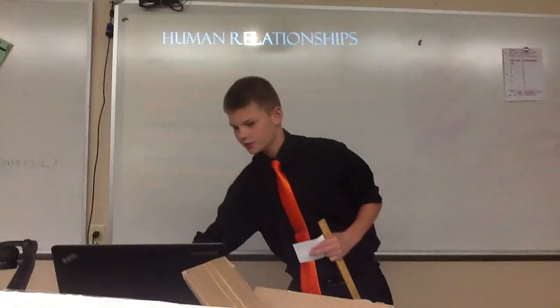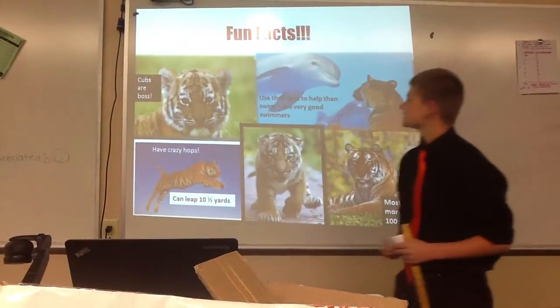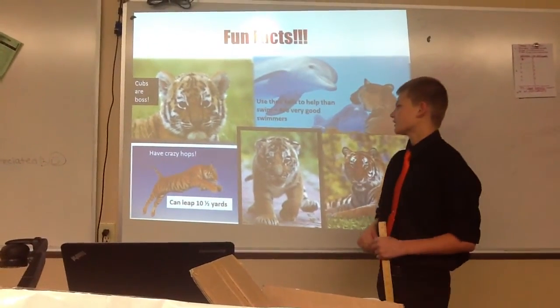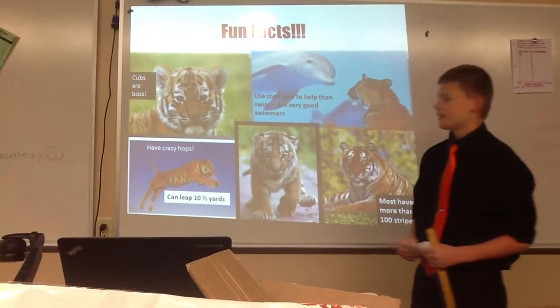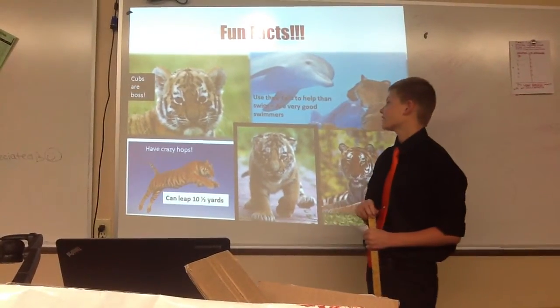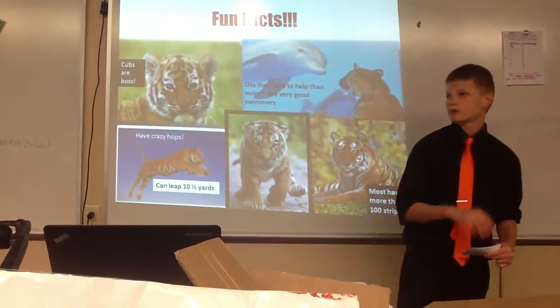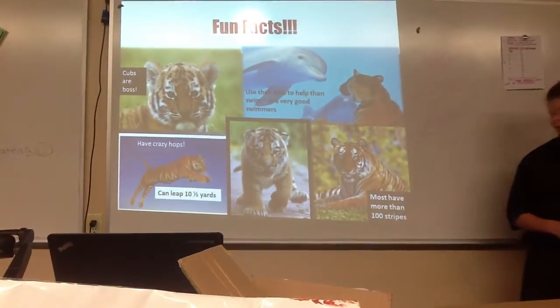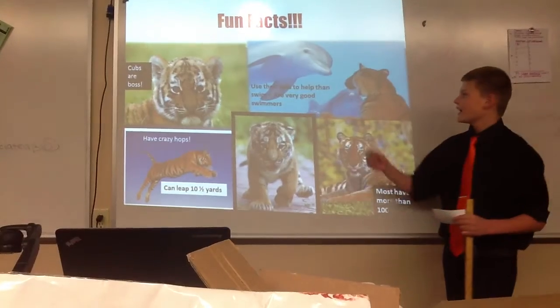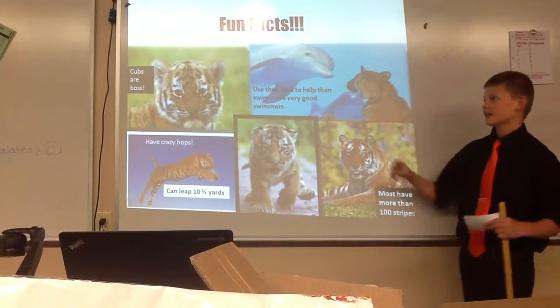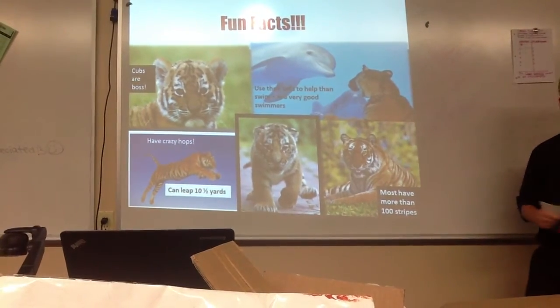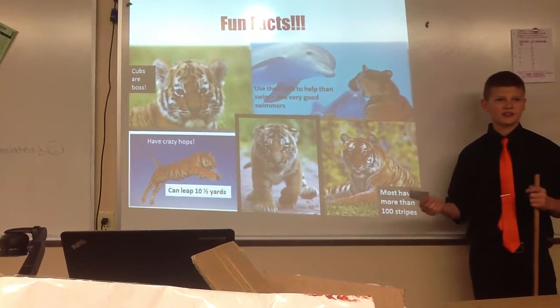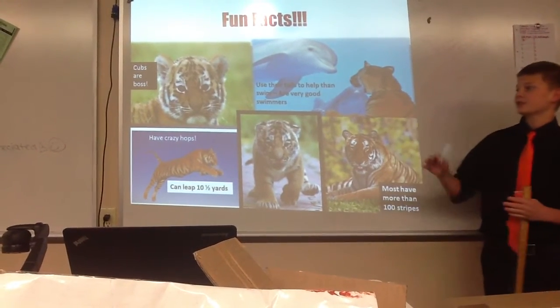And then the last one, fun facts. As you can see, the cubs are boss. They're really cute here and here. They have crazy hops. They can leap 10.5 yards, which is, I don't know, but it's a long ways. Most Bengal tigers have more than 100 stripes on their body. And a really cool fact, they use their tails to help them swim and to help them stay balanced on land and to help them turn. They are freaky good swimmers.